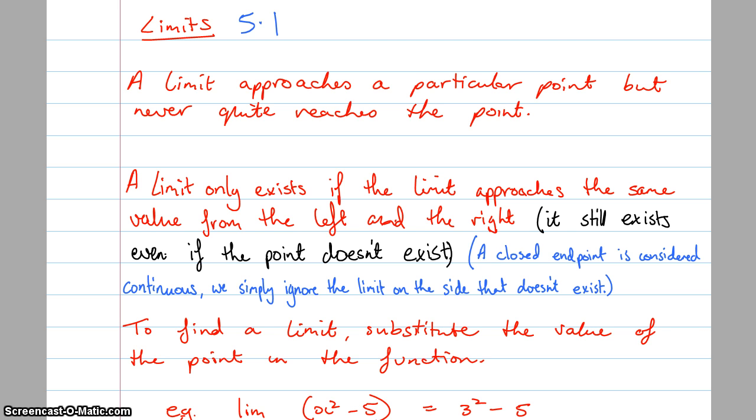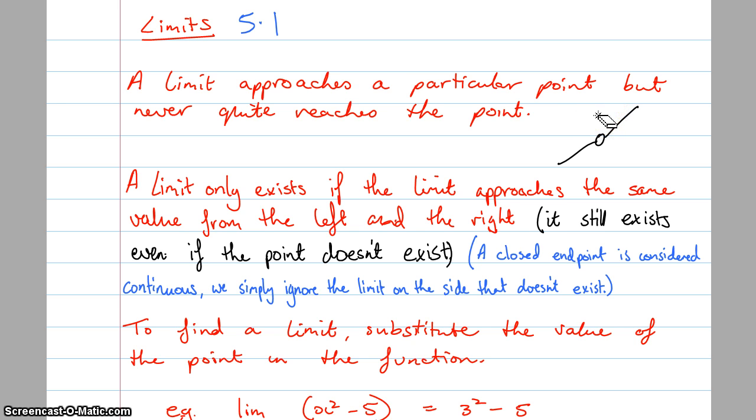A limit approaches a particular point but never quite reaches that point. A limit only exists if it approaches the same value from the left and the right. Note, it still exists even if the point doesn't exist. For example, if you've got something like this line, it will approach the same value from the left and the right, but it doesn't actually exist at the point. We'd still say the limit exists at that point.